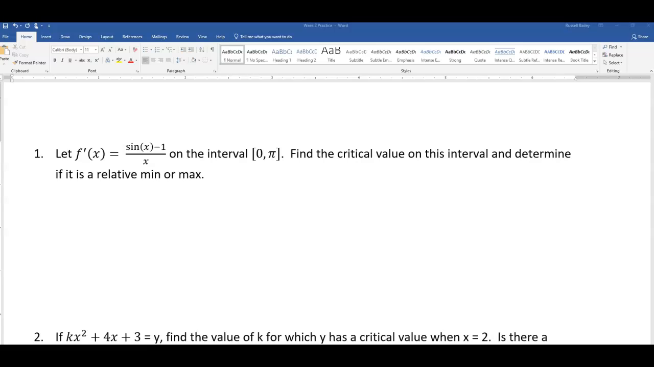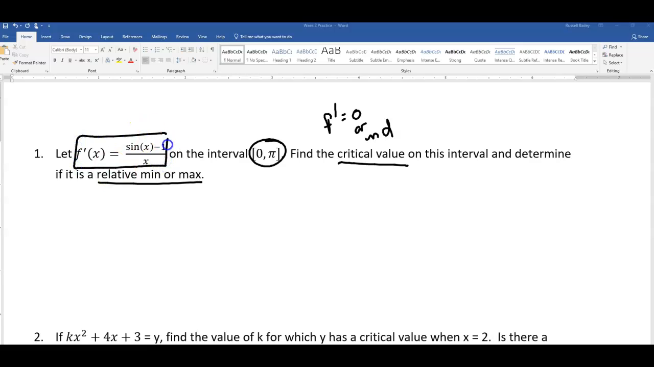Right, so for number 1, let's see, we want to find a critical value. That's where the derivative is 0 or undefined, and we're only looking at this interval here. And we want to decide if it's a relative min or a max. Now in this problem they've given us the derivative already.